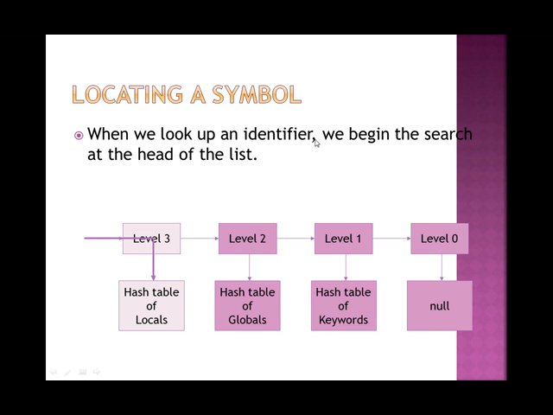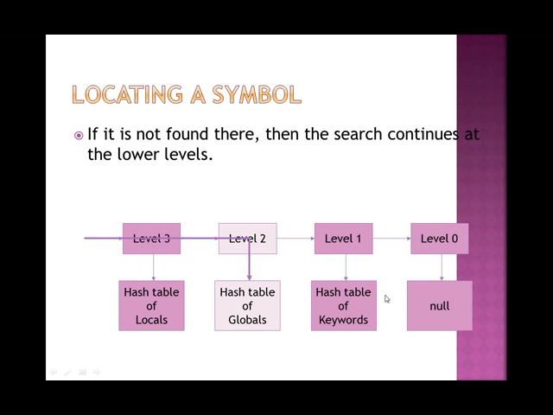When we look up an identifier in a symbol table, we begin the search at the head of the list. It means that if I want to search anything in the symbol table, first of all go to block 3, then block 2, then block 1. That is, start searching from the top, at the highest level, which is level 3. This is the hash table of locals, then the hash table of globals, then the hash table of keywords.